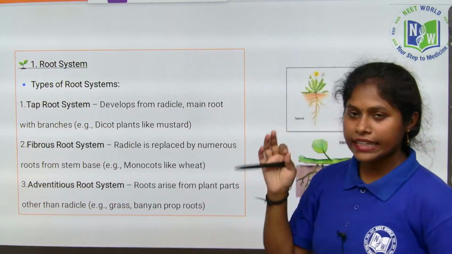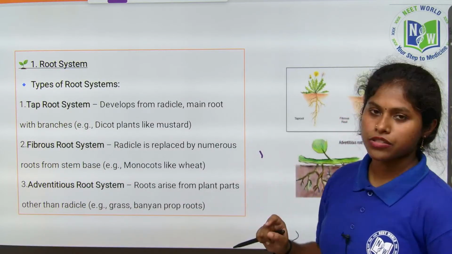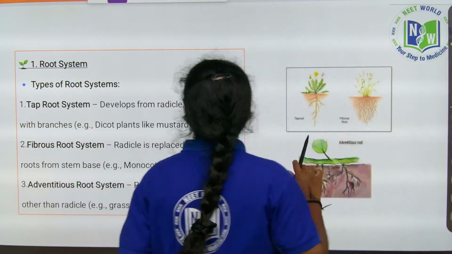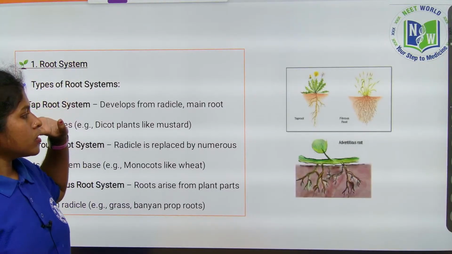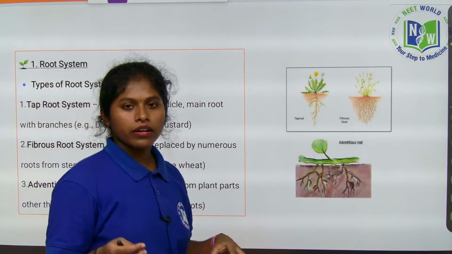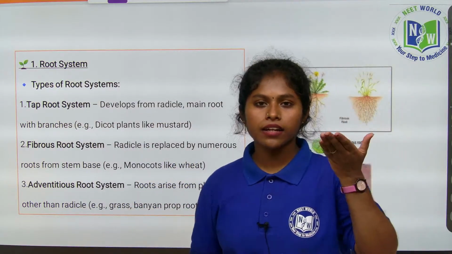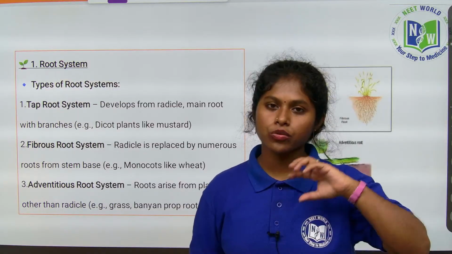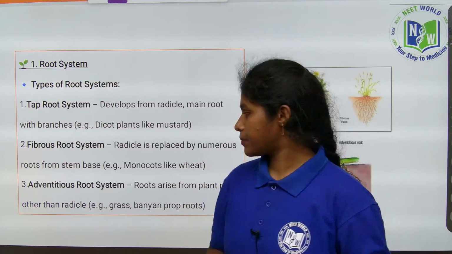So there are three types of roots: the taproot system, the fibrous root system and the adventitious root system. These are the three roots present in the root system. Roots always grow towards the soil, right? The stem grows towards the light. That is why the stem always grows towards light, which is phototropism, and the root always grows towards gravity, which is geotropism.